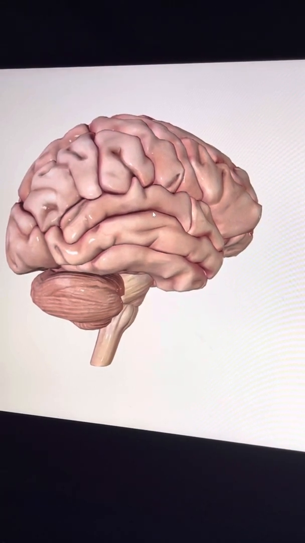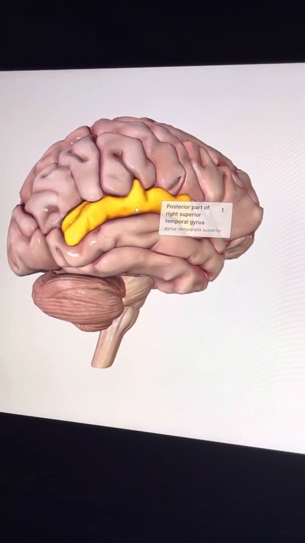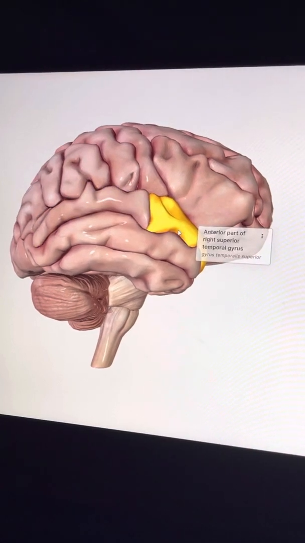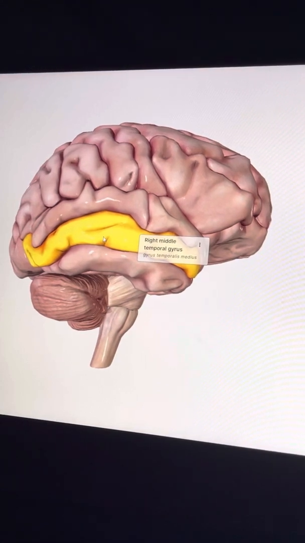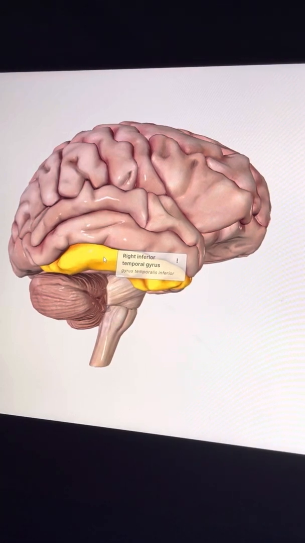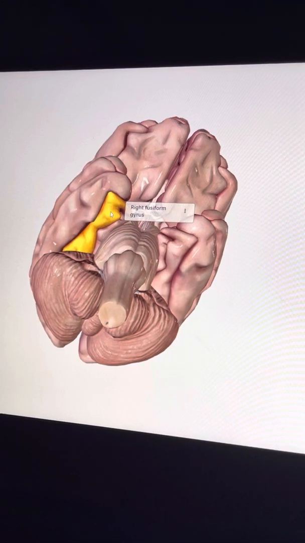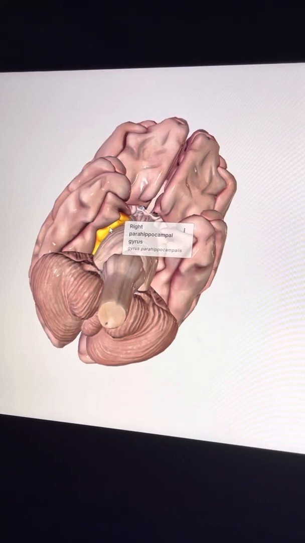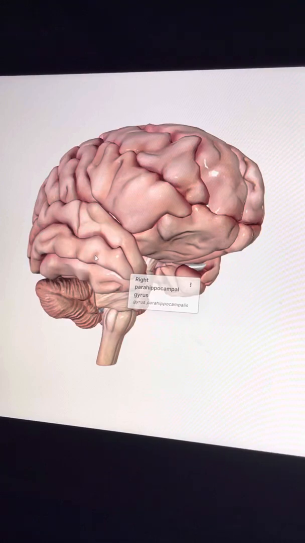Alright, so the temporal lobe is made up of this guy right here. This is the posterior part of the right superior temporal gyrus. This is the anterior aspect of it. We have the right middle temporal gyrus, the right inferior temporal gyrus, and then if we look right down here, we can get the right fusiform gyrus, and also the right parahippocampal gyrus. Those guys are what make up the temporal lobes.